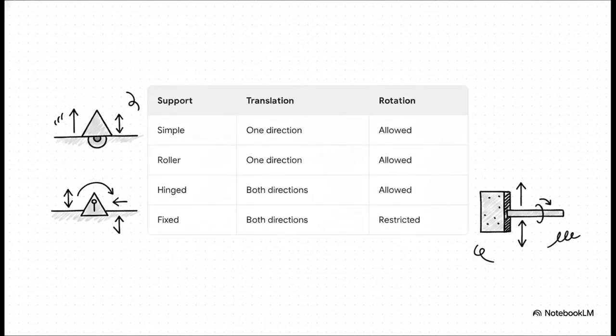You are definitely going to want to memorize this matrix for your exam. It summarizes exactly what happens at every connection type. Simple and roller supports restrict just one direction, yielding one reaction. Hinged, or pinned supports, restrict translation in both horizontal and vertical directions, so we've got to resolve them into 2 reaction components. And then we have fixed supports. These are the ultimate handcuffs. They lock down all vertical translation, all horizontal translation, and all rotation. That means they develop a horizontal reaction, a vertical reaction, and an internal restraint moment.